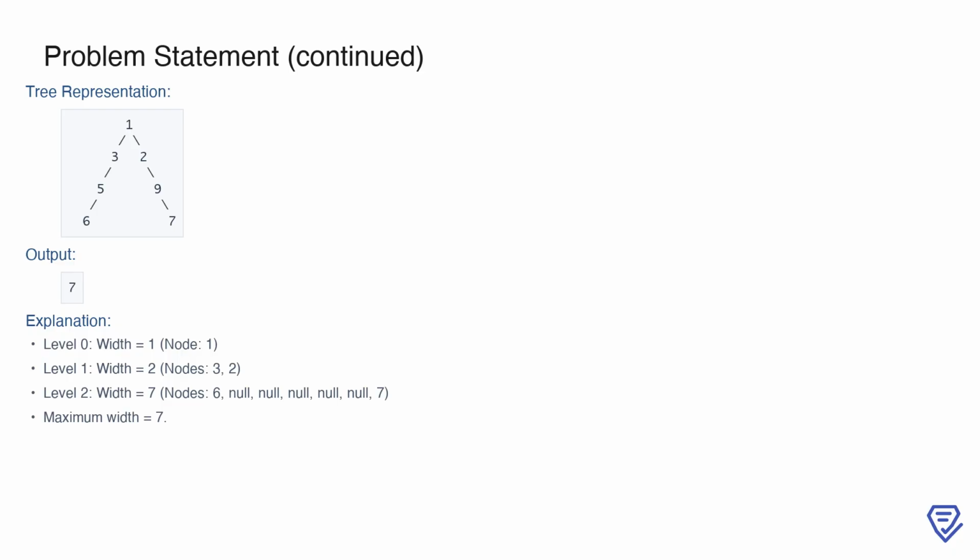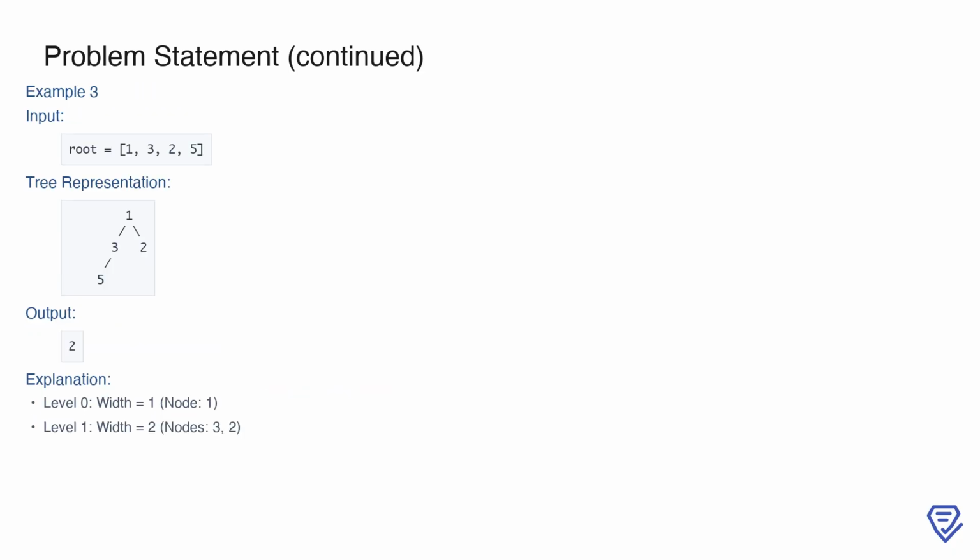Let's break it down. At level 0, the width is 1 because we have only the root node. At level 1, the width is 2 due to nodes 3 and 2. At level 2, we count 6, followed by 5 null nodes, and then 7, resulting in a width of 7. This is the widest level of the tree, making 7 our result.